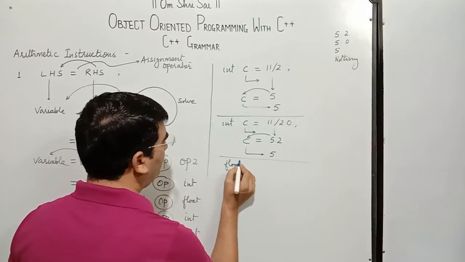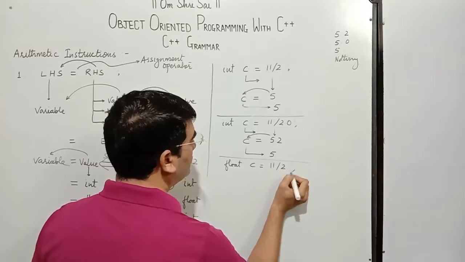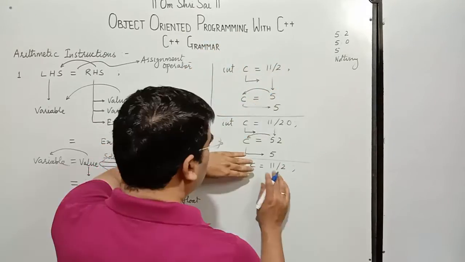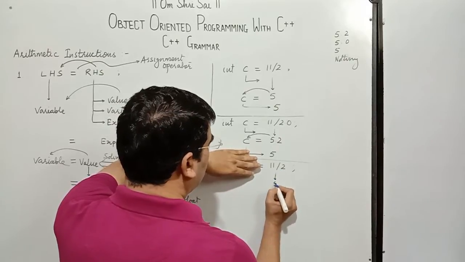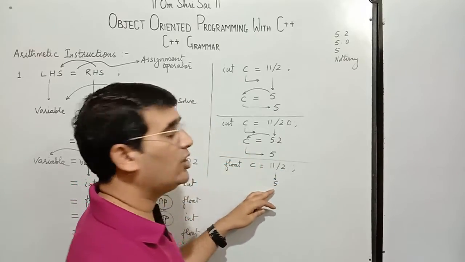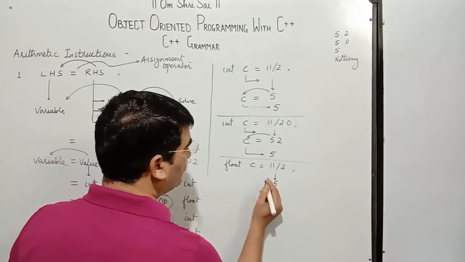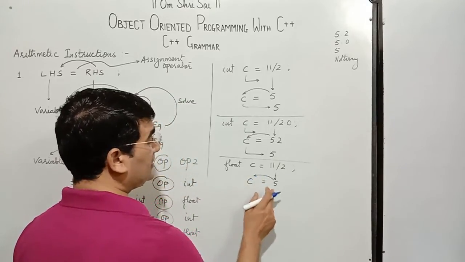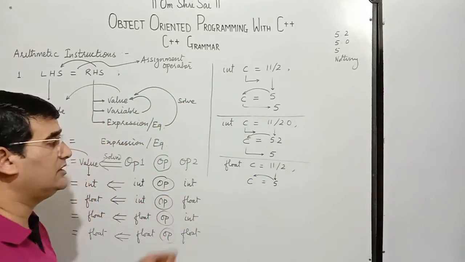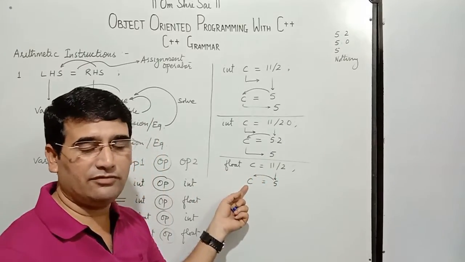Third case, let's say float c is equal to 11 divided by 2. What will be the answer? Options are same. Solve this one. 11 integer operated by integer, the result will be integer. 5.2 will not be generated. Only 5 will be generated. Now, this 5 is an integer quantity which requires 2 bytes of memory and we want to initialize this into the c variable which is of 4 bytes. So total complete value will be stored in the variable c.